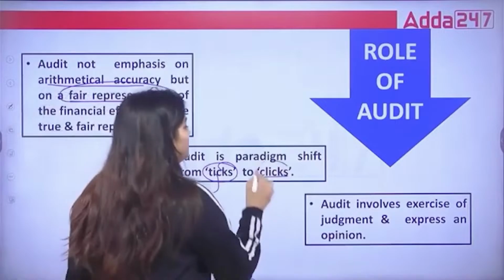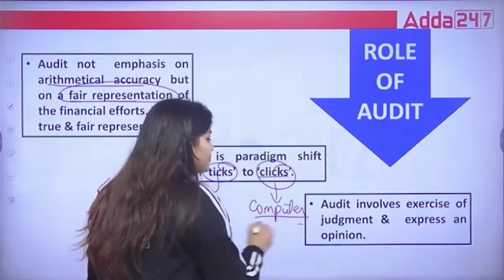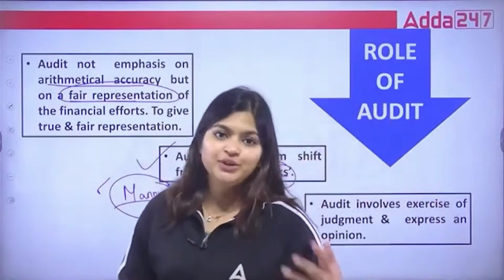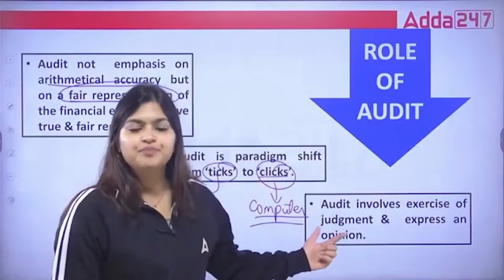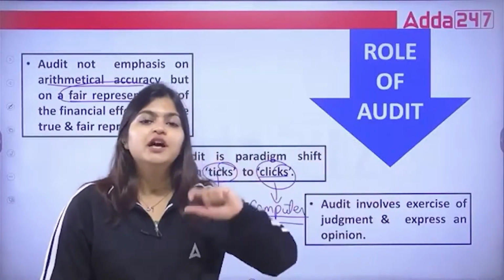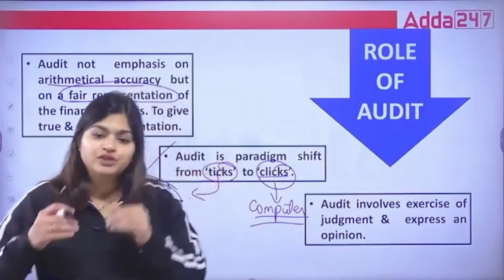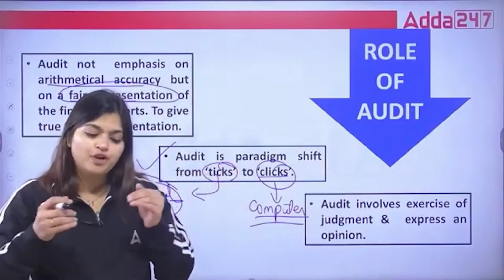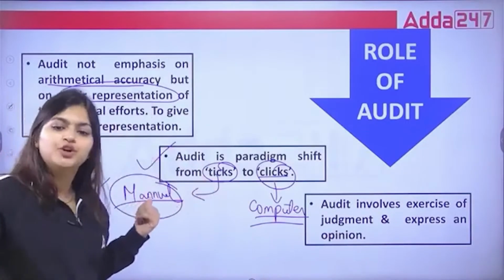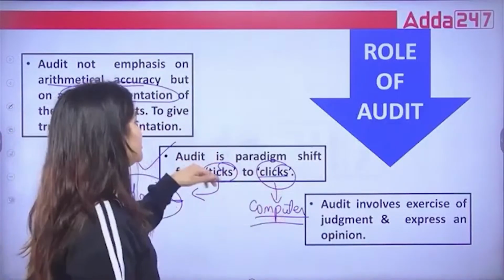But now clicks means we are using the computer, because in your bank also, for preparing the financials, you are using software. So as an auditor, we are also going to cross-check your software, whether your software is giving accurate answers or not. That's why we have shifted the audit from ticks to clicks. Ticks were when we used to check your books, but now clicks means you are checking through the software. So that is the second rule.